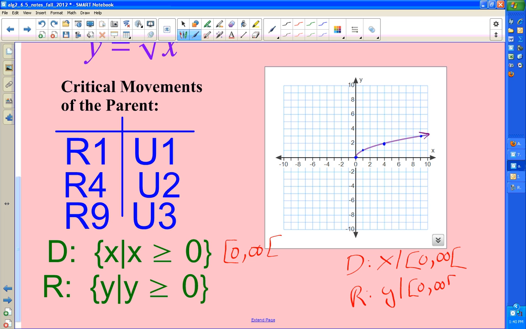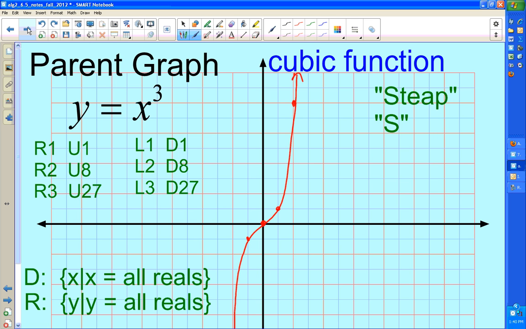Now obviously it's not always going to be 0 to infinity. It's going to be wherever you start. It might go right, it might go left, it might go up, it might go down. It just depends on the graph. Any questions on this parent graph? Y equals the square root of x. It's the inverse of y equals x squared.